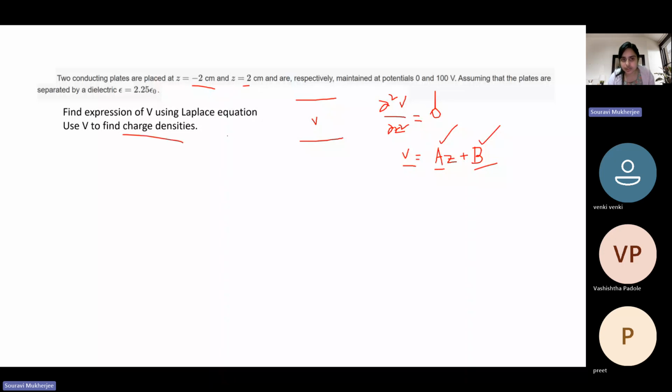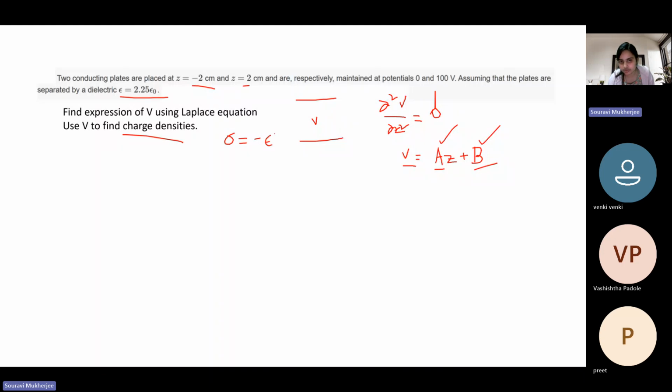How? For charge densities, you have to use this relation, where sigma is equal to minus epsilon naught, according to what we had discussed. Here, since the dielectric constant is given, you can put it as minus epsilon. And then sigma by epsilon naught will be your electric field.